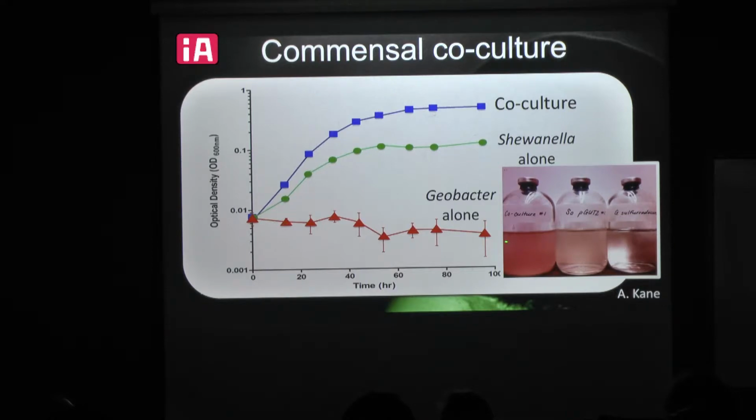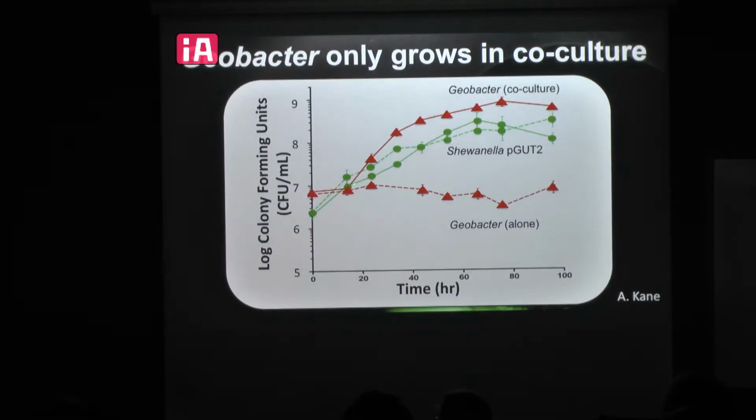When we set those up, if we have just Geobacter alone, it doesn't know how to eat glycerol, and so we don't see any increase in optical density over time. If we do Shewanella alone, we see Shewanella growing pretty happily. Its growth is not dependent on Geobacter. But now in the co-culture, we see an increase in turbidity, and we can quantify that using colony forming units, showing Geobacter growing in the co-culture versus when Shewanella is absent, the inability of those cells to grow.